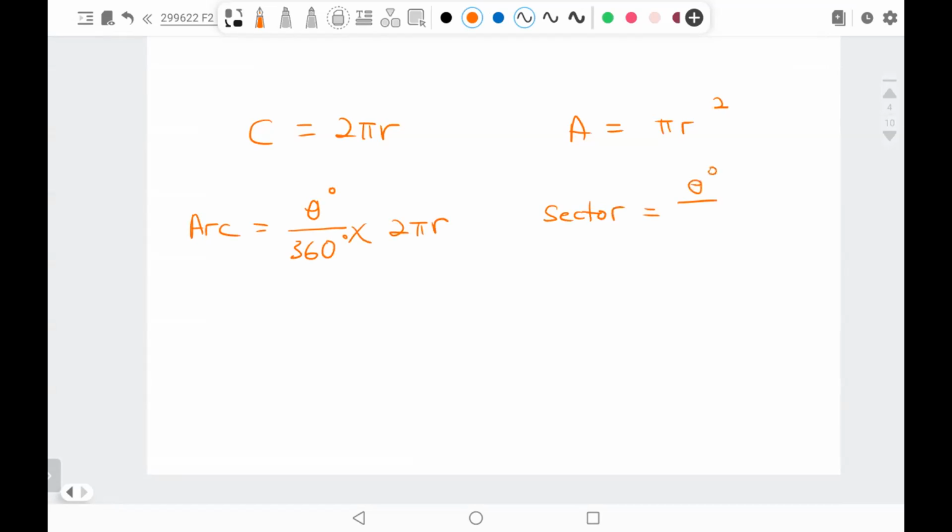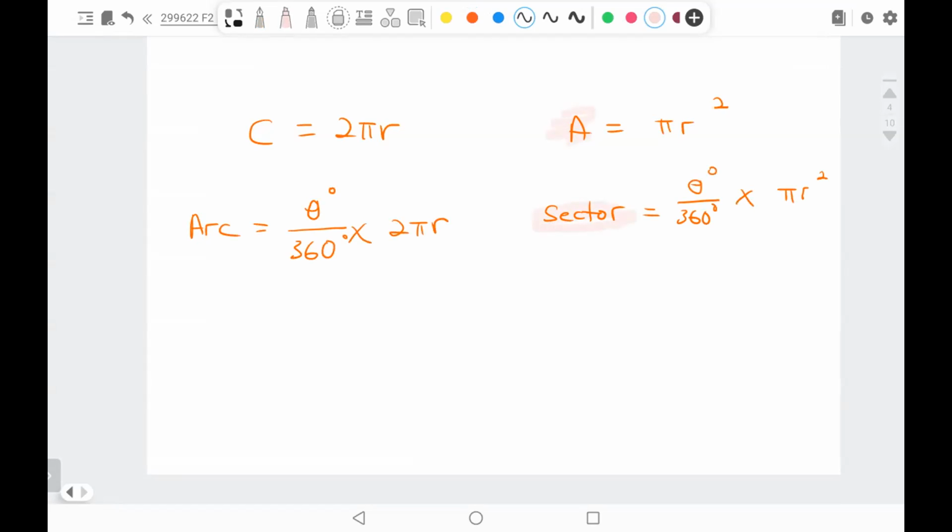To find circumference, 2 pi r. To find area, pi r square. And if you want to find the length of arc, it is part of the circumference. So you just substitute the degree over the total 360 degree times 2 pi r. And if you want to find the area of the sector, the degree over 360 degree times pi r square. Because the sector is part of the area of the circle.